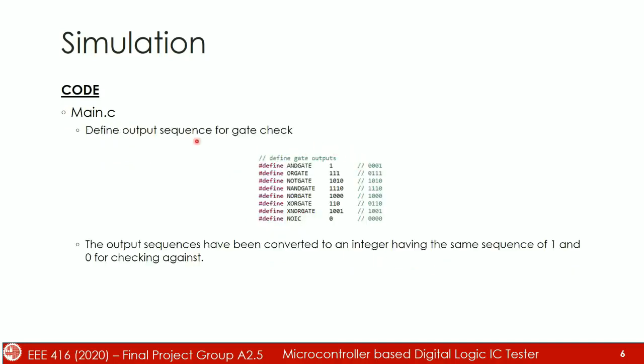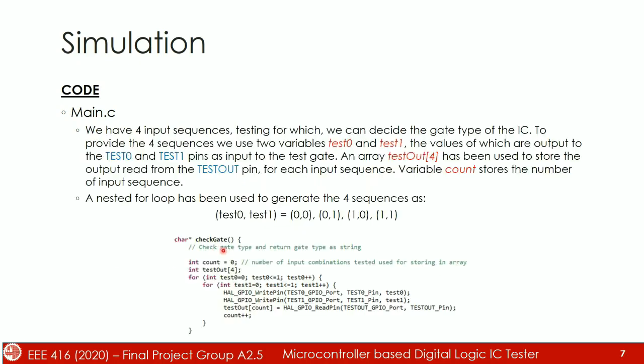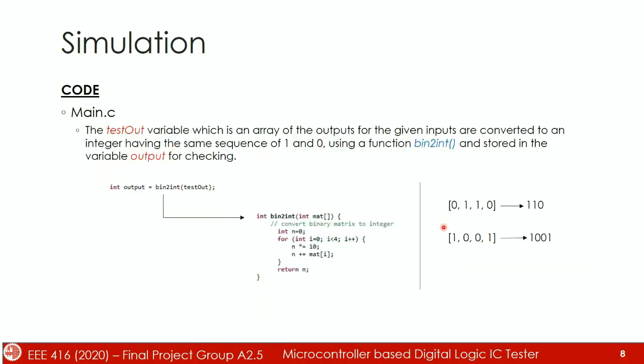In order to check the type of the gate, we have defined the output sequences for the given input sequences of different gates. In the checkGate function, we give 4 input sequences using the variables test 0 and test 1. Test 0 and test 1 values are written into the test 0 and test 1 pins respectively using the write pin function. Finally, the output of the test gate is taken into the test out array using the read pin function from the test out pin. Now the tester variable contains the outputs from the check gates in an array.